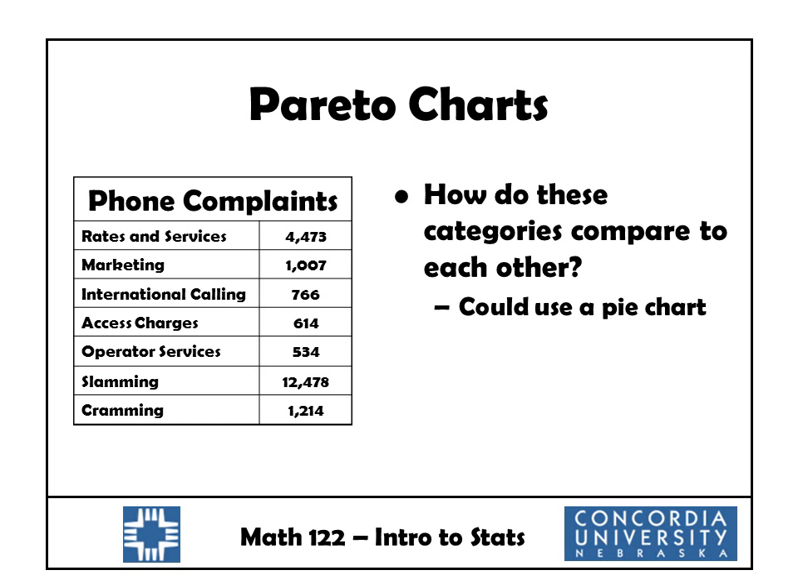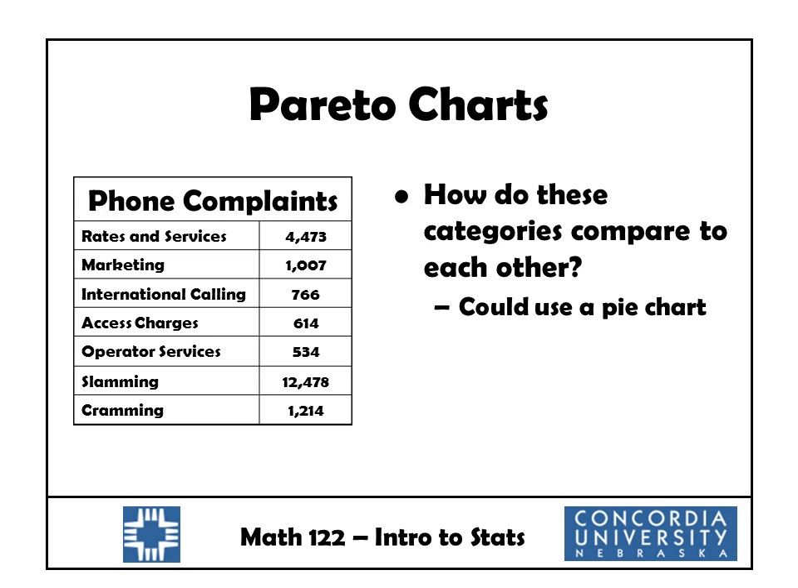The next type of graph is one that we're probably not very familiar with, and that's called a Pareto chart. To illustrate this, let's suppose that the operators at a phone company record what type of complaints people call in with. And here we have 7 different categories of complaints: rates and services, marketing, international calling, and so forth. That first number says that 4,473 people complained about rates and services. 1,007 complained about marketing, and so on and so forth. So we've got these 7 different categories of complaints.